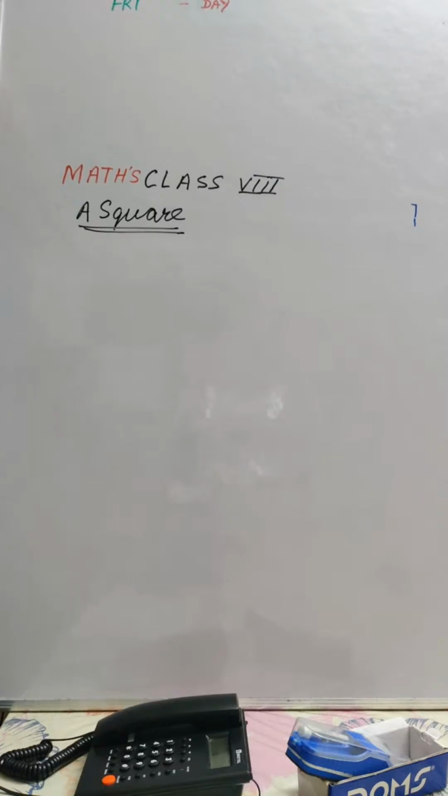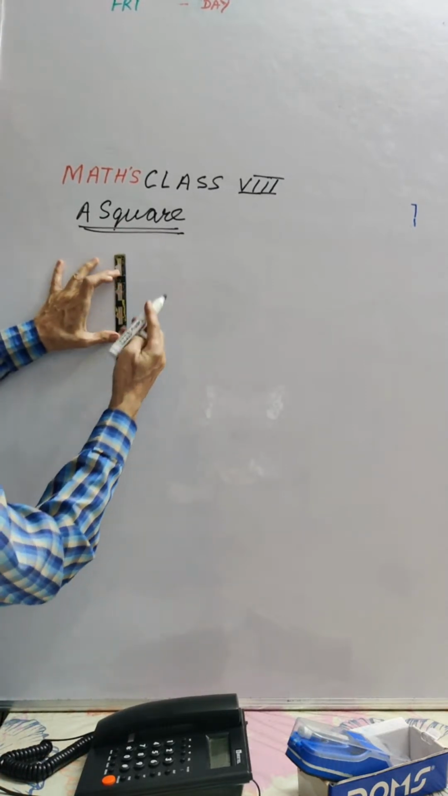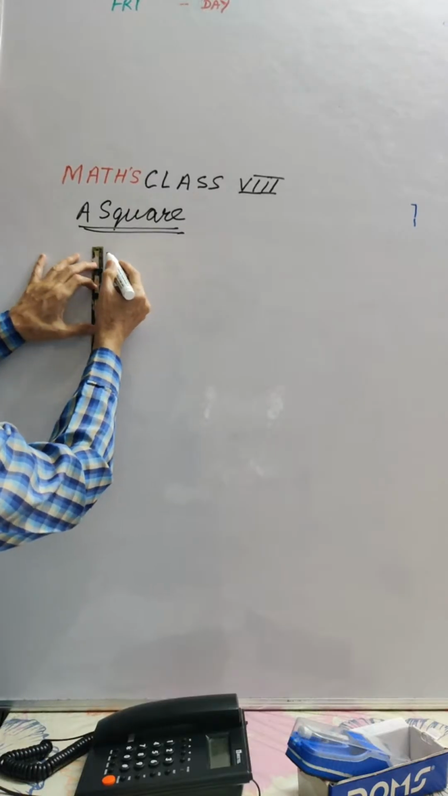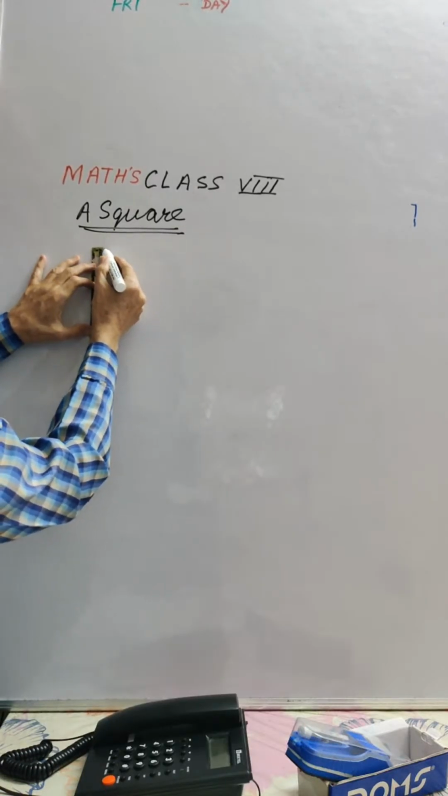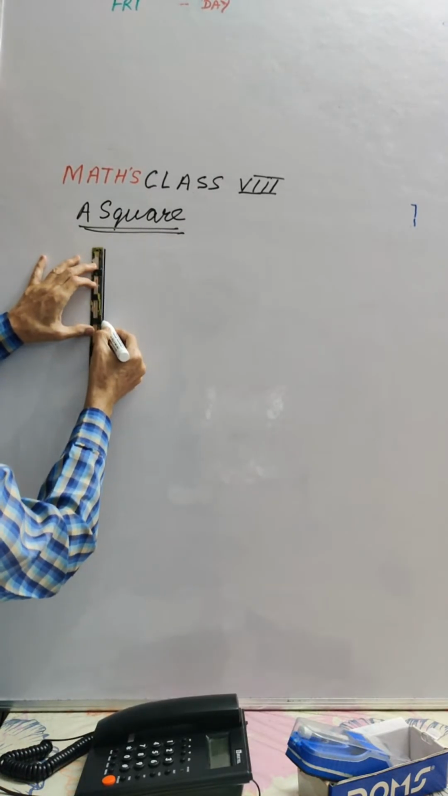सारी साइड्स इसकी इक्वल होती हैं, ये एक स्पेशल रेक्टेंगल होता है. A special rectangle in which all the sides are equal. And drawing a square.